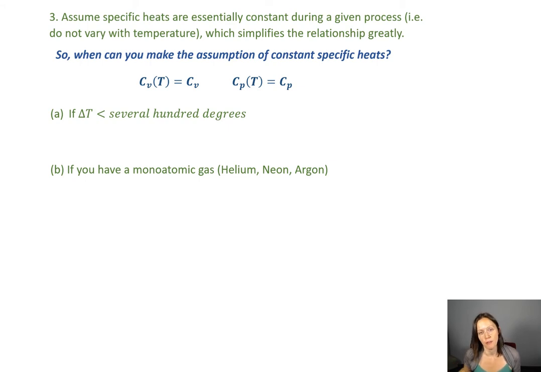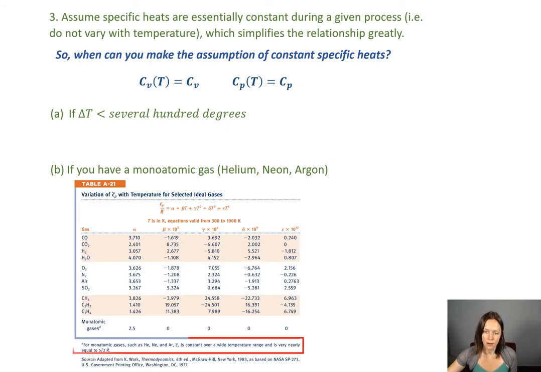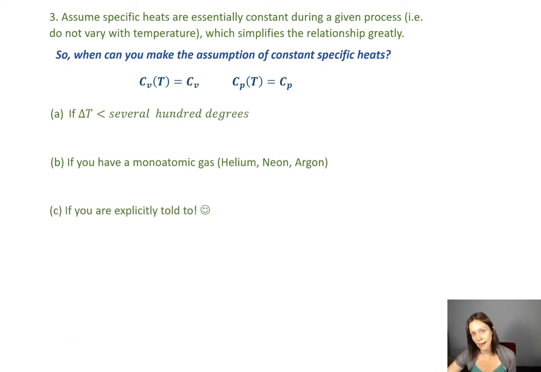And I can make the assumption if I've got a monoatomic gas, so helium, neon, argon, and this is reflected in table A21, which I don't believe you have in your tables packet, but it's in the back of your book as well. Don't worry too much about that CP bar, but this is a mathematical relationship that you can use to calculate what the CP value is for various substances on a per mole basis. And you'll see in the box at the very bottom that for monoatomic gases, they are not a function of temperature. They're pretty much constant. And then the last case is if I tell you to. So that's the easiest one.